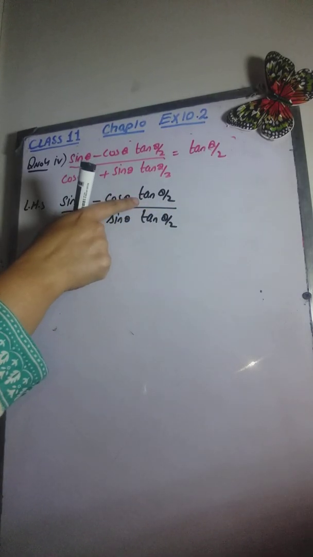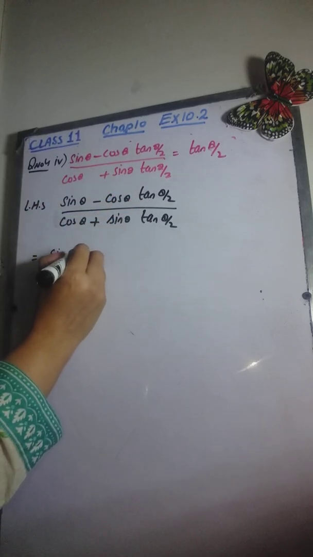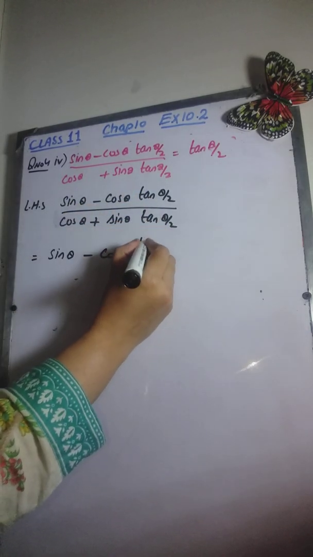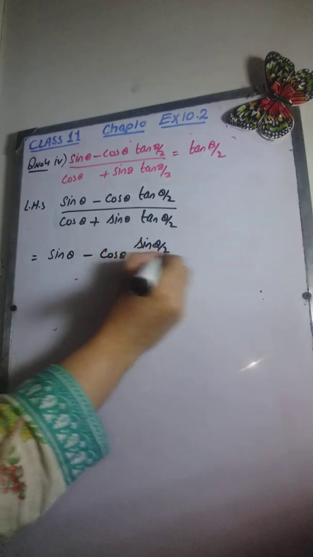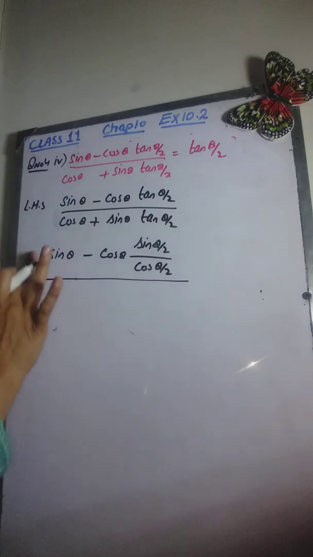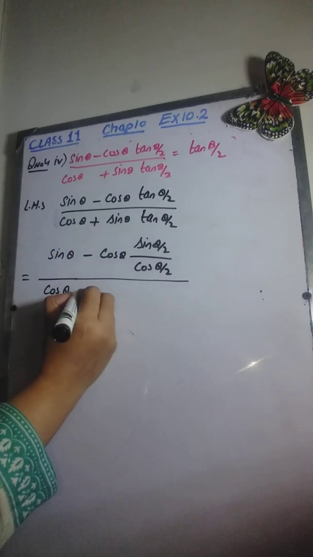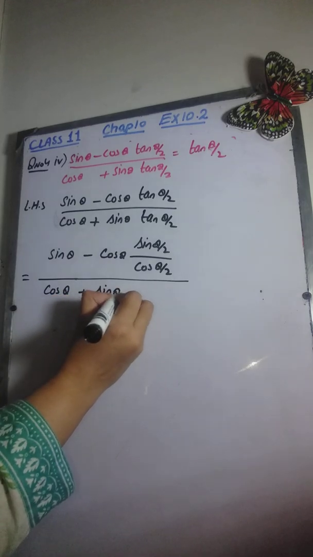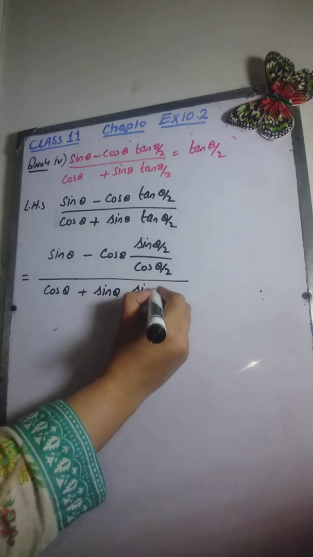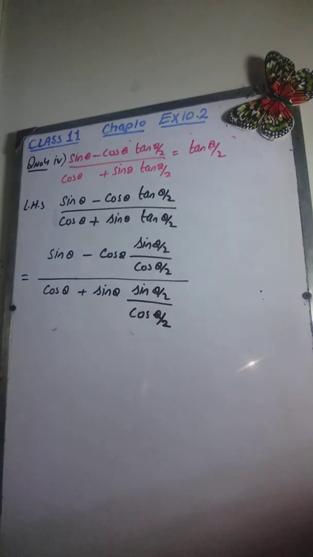Over here I am going to write tan theta by 2 as sin theta by 2 over cos theta by 2. Sin of theta minus cos theta, and tan theta by 2 will be sin of theta by 2 over cos of theta by 2, over cos of theta plus sin of theta. Again I am going to write this tangent theta by 2 as sin theta by 2 over cos theta by 2.